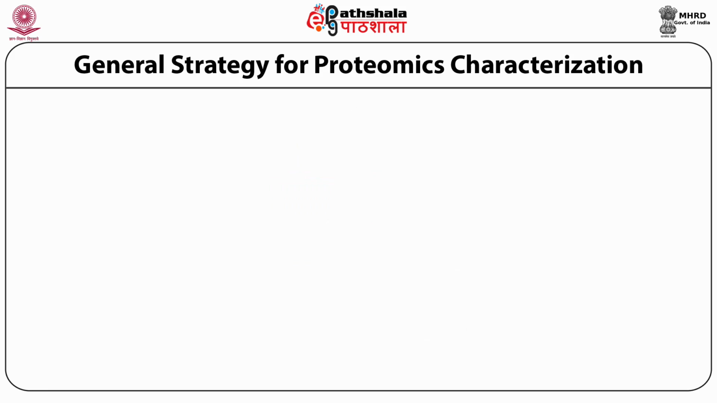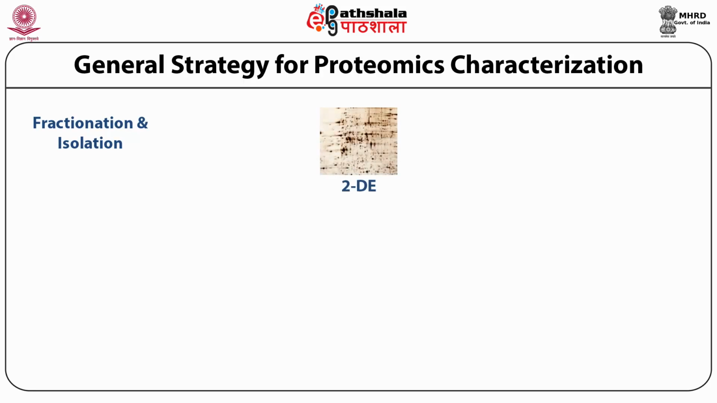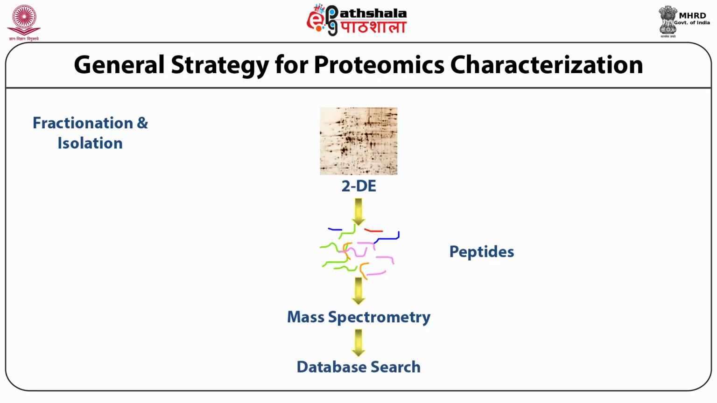If you are not using DIGE, the same strategy can be employed for 2D gel electrophoresis or even 1D gel electrophoresis, that's SDS PAGE. For that matter, firstly, the fractionation and isolation is done on 2D. Then proteins of interest will be taken out and they get trypsinized into peptides. And lastly, they go for mass spectrometry identification and database searches for protein identification.